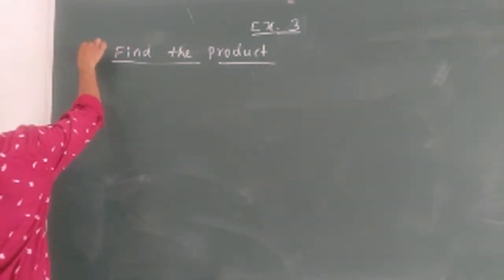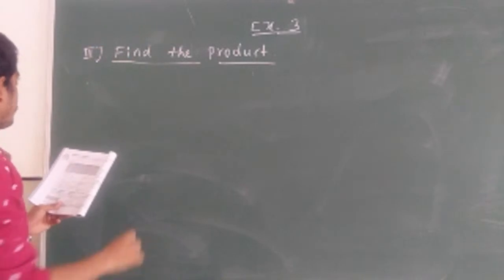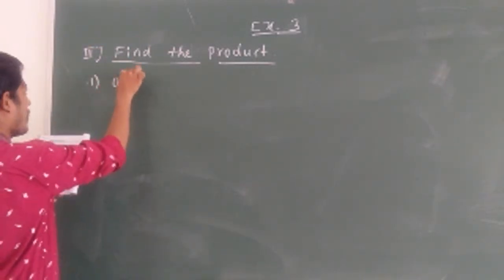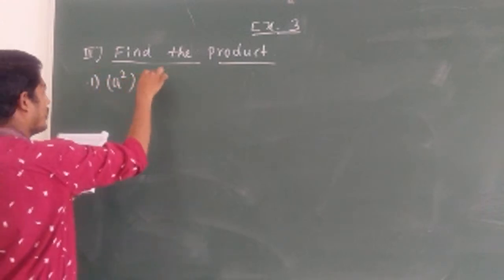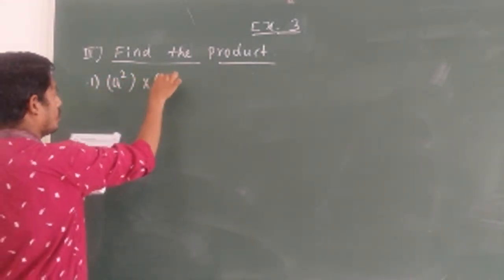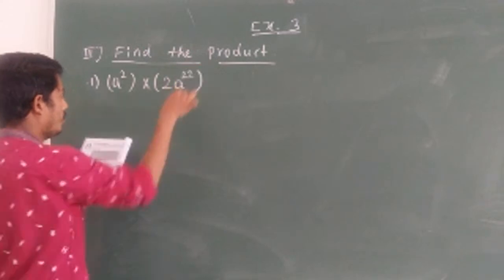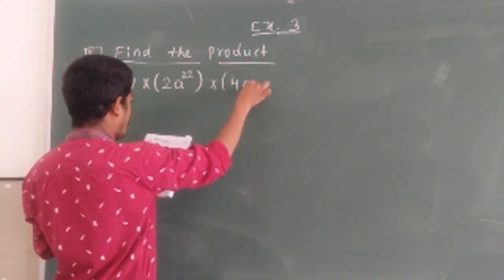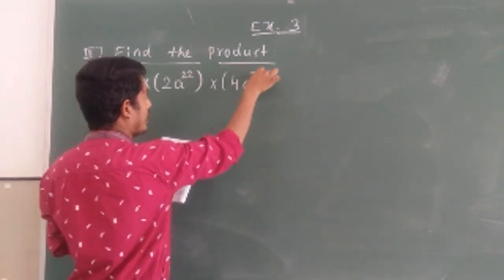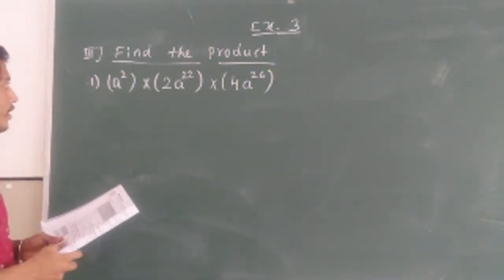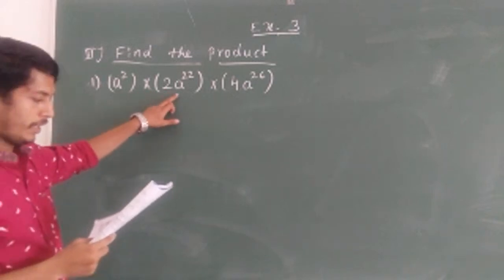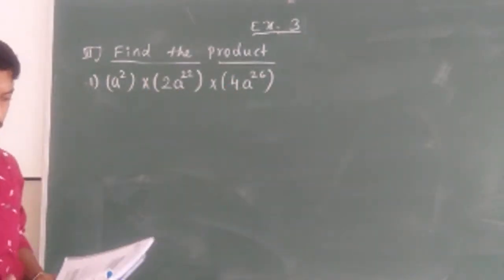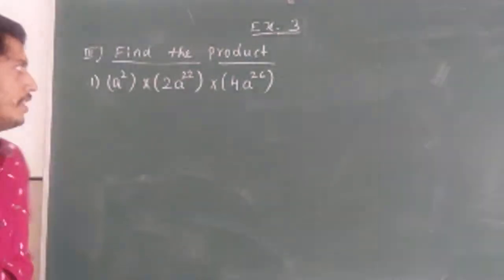Thirdly, the terms are a square into 2a raised to 22 into 4a raised to 26. The terms are a square, 2a raised to 22 and 4a raised to 26. Now again follow the same step and comment with the answer.